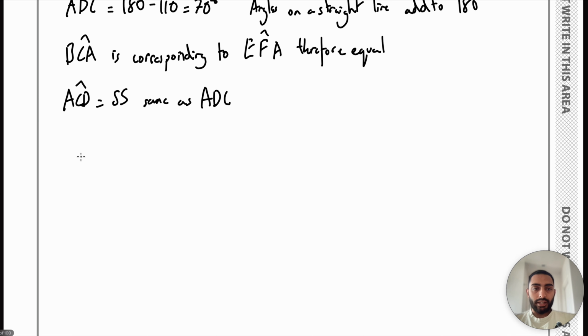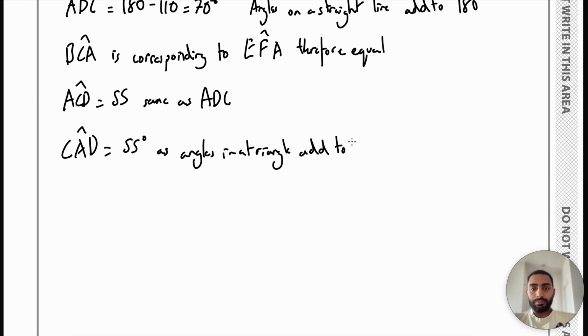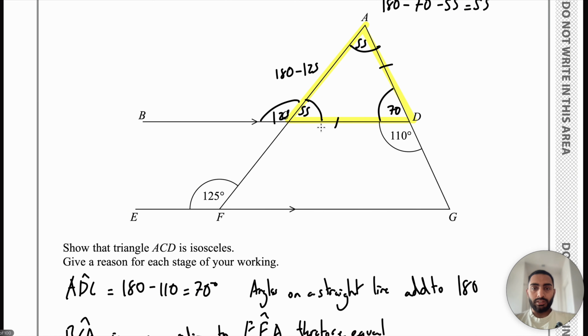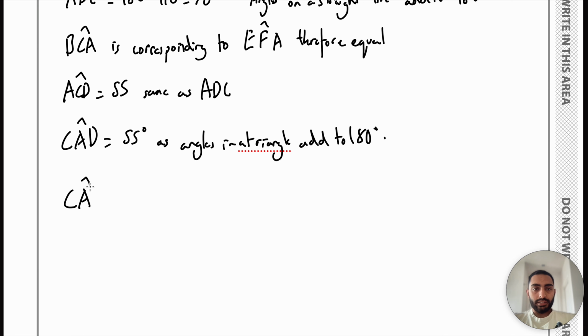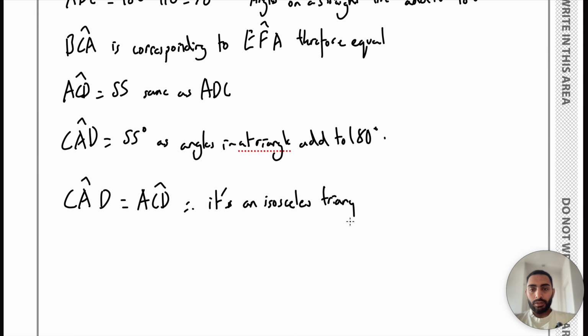So angle at CAD is equal to 55, as angles in a triangle add to 180. We just need to prove that it's isosceles, so we can say CAD and ACD are equal to each other. So CAD equals ACD, therefore it's an isosceles triangle, as the base angles are equal.